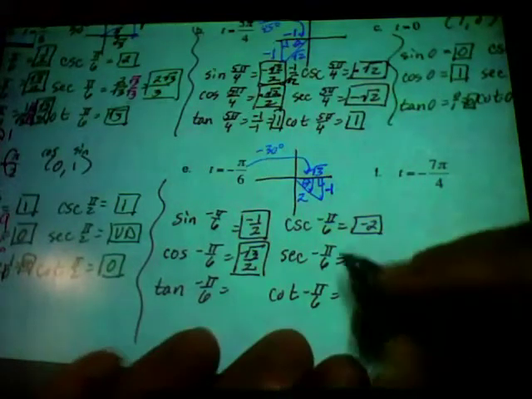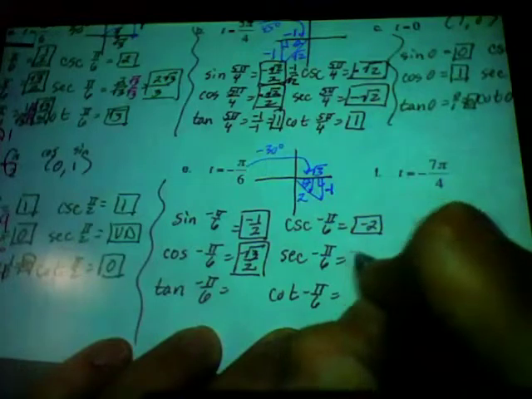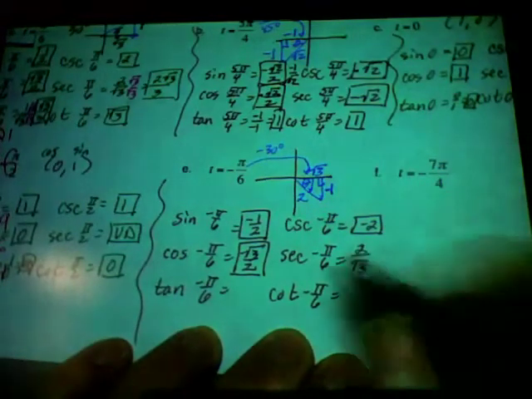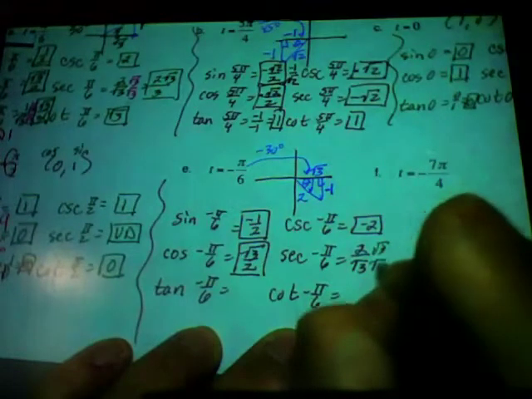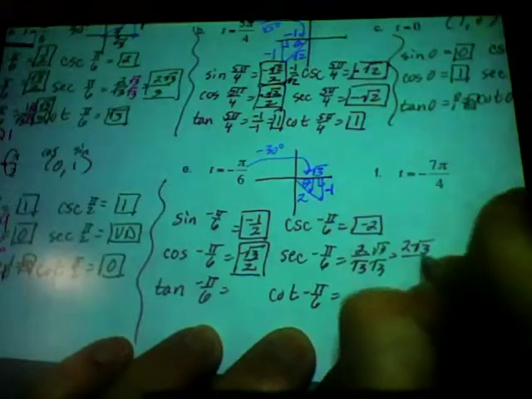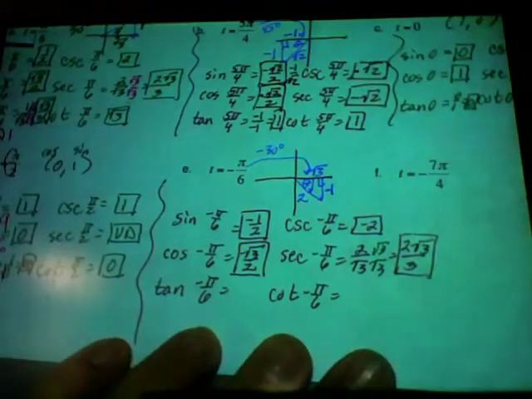So cosine is positive in quadrant 4. Secant would be 2 over radical 3, right? Yep, but we have to rationalize. So rad 3 over rad 3. So we get 2 rad 3 over 3. Still positive.